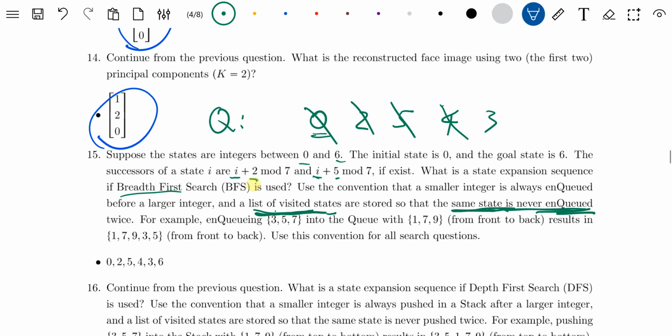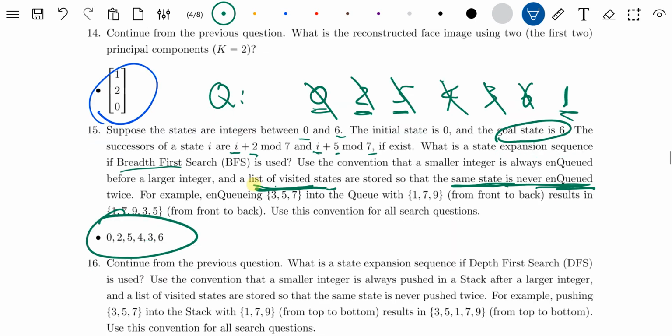4 plus 2 is 6. 4 plus 5 is 9. 9 mod 7 is 2. 2 is here. So we're not adding 2. And DQ3, 3 plus 2 is 5. 5 is here. 3 plus 5 is 8 mod 7 is 1. Put 1 here. And now we DQ 6. The goal state is 6, so we don't need to DQ 1. So that's why the answer is 0, 2, 4, 3, 6.